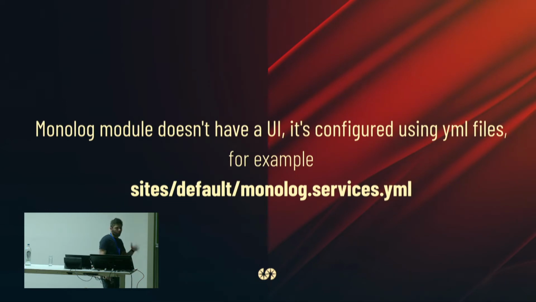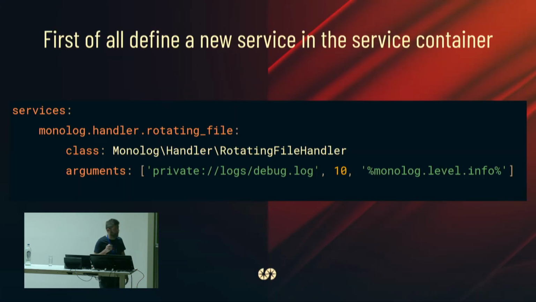And then you have to configure it. Monolog doesn't have a UI to configure it. You have to configure Monolog using a YAML file. For example, you can create this site's default monolog.services.yaml file in your file system, and then in that file, you have to define, first of all, a service. In this case, we call the service monolog.handler.rotating_file because we want to route our logs to the file system, just rotating it every day.